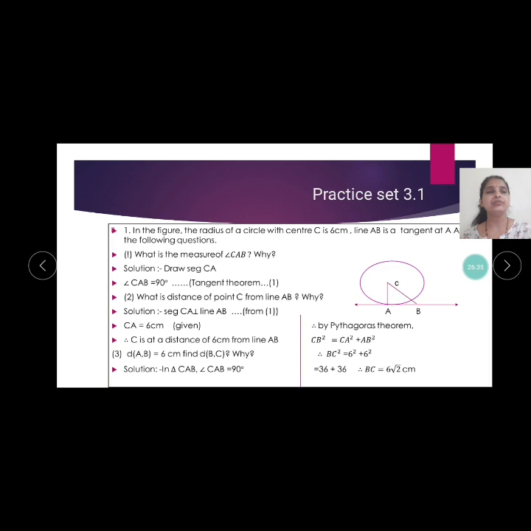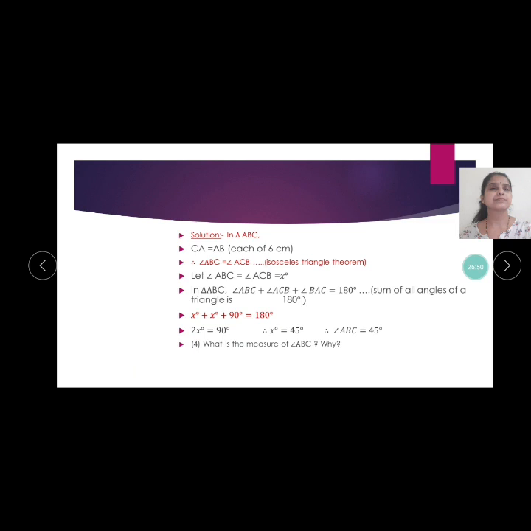Next we are going with the problem in which we have to use the theorem based on tangents from the external point. Before we go to that, one part is left that we are going to complete. In triangle ABC, CA is equal to CB. We are supposed to find out the measure of angle ABC. Okay. So the measure of angle ABC we have to find out.